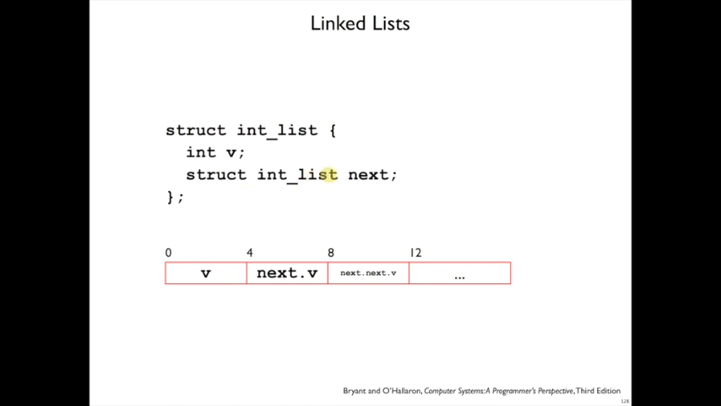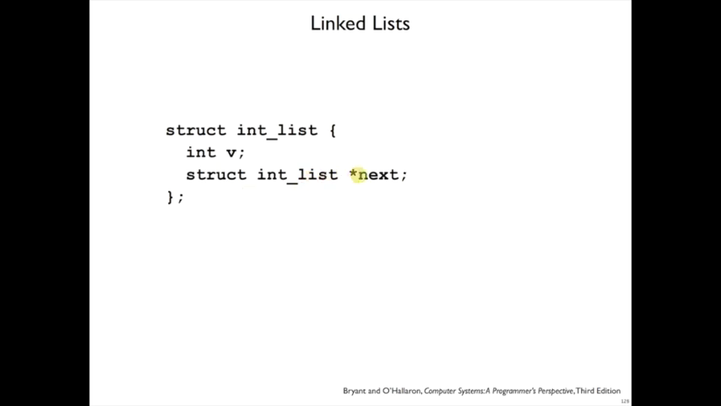The way to implement a linked list is that we need to make next a pointer to the next node in the list. And now we have a struct that needs room for v, 4 bytes for v, and then 8 bytes for next. And this is a sensible struct declaration from the C compiler's perspective because it knows how to lay it out in memory.